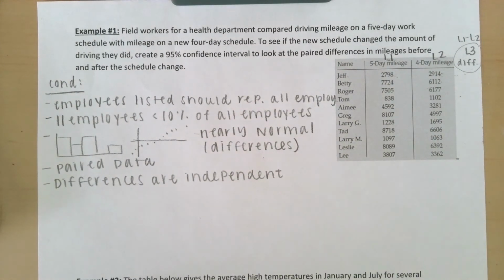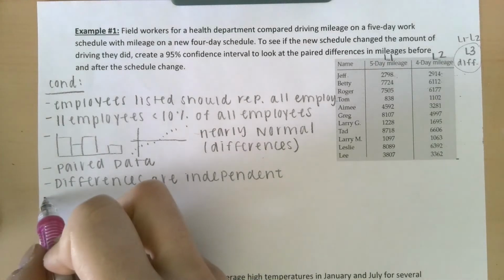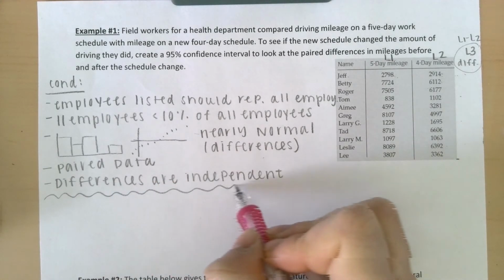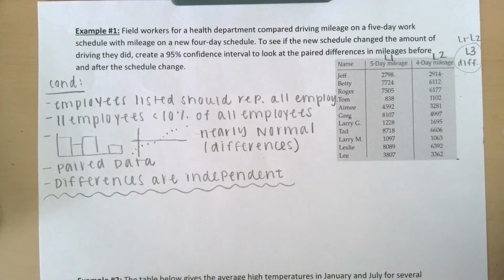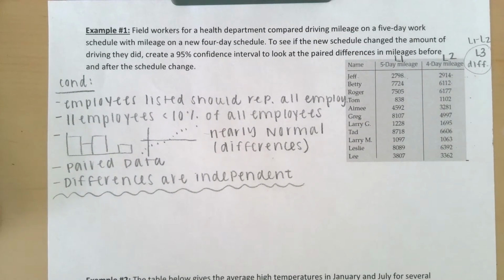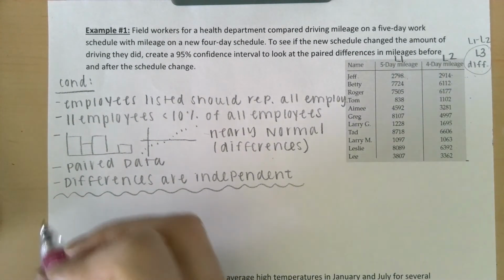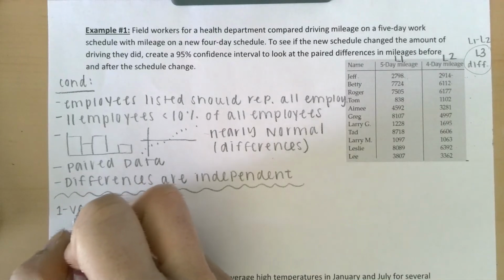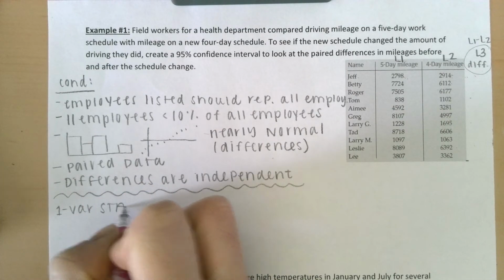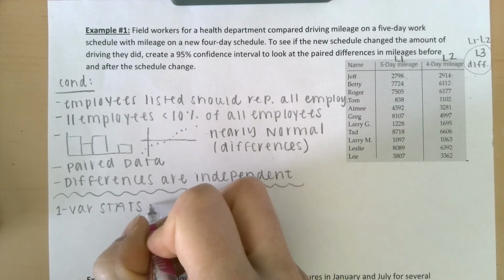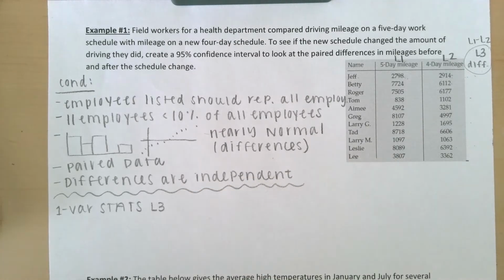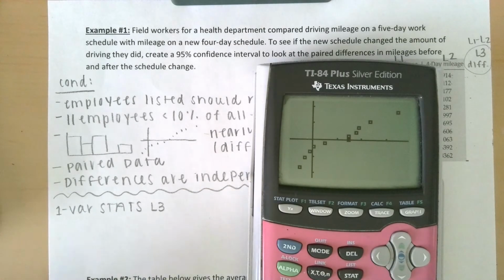Okay, my conditions are met here, so I am good to start making my confidence interval. Before I make that confidence interval, I do need to calculate some statistics, right? I need to find my mean, my standard deviation, all that fun stuff. So we are going to run our 1-Var Stats again. Just as we've done in the past, the big difference is this time I need to make sure I'm pulling that data from L3, since I am finding a confidence interval for the differences in these pairs.